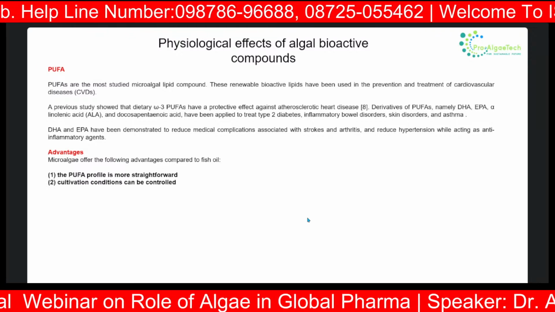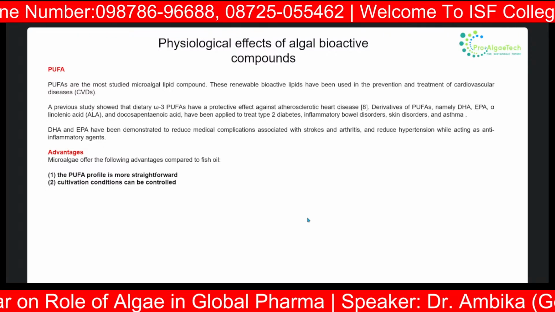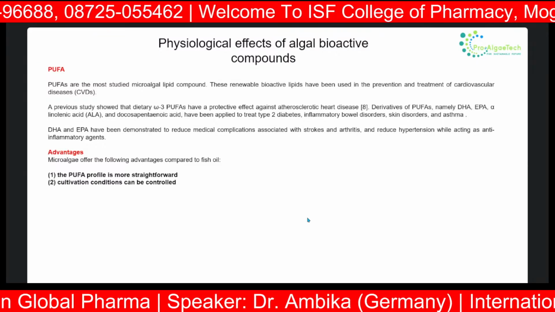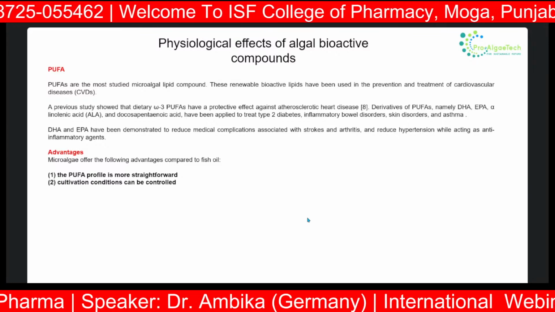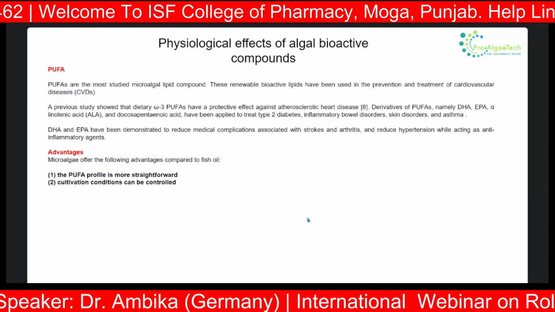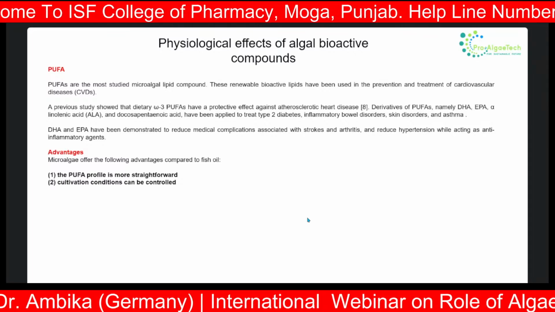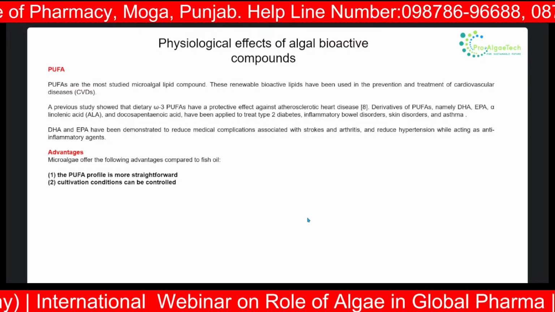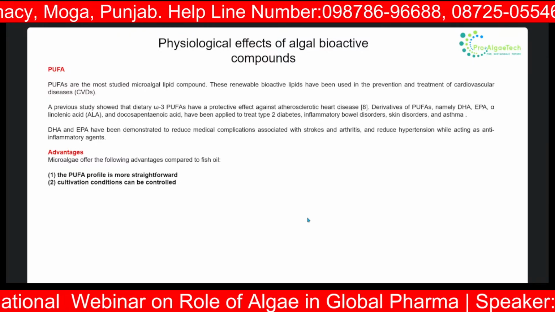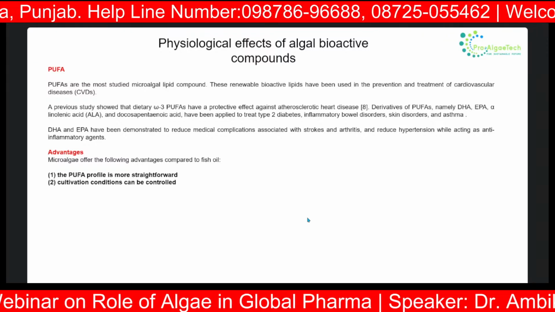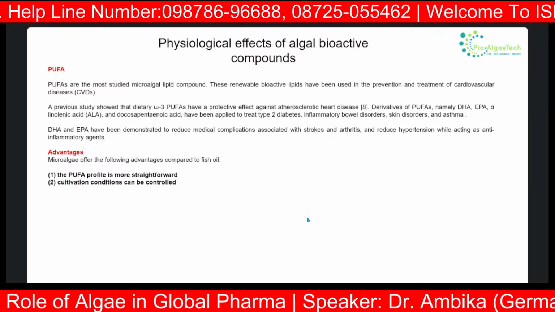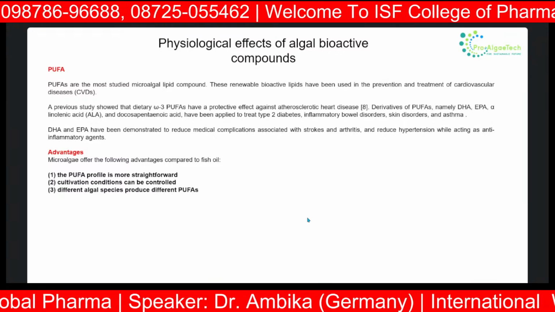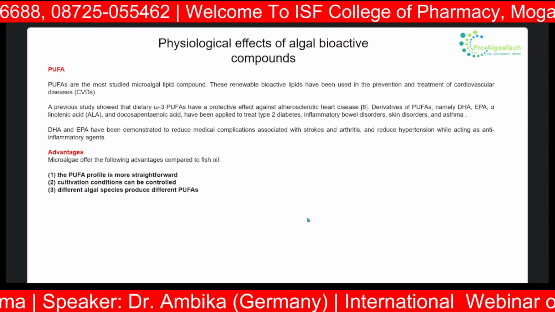Cultivation conditions can be controlled in microalgae, as we discussed, either in an open pond or in a closed system. For pharmaceutical ingredients, nowadays we go for the closed type of cultivation, and there we cultivate this microalgae under well-controlled environmental conditions. This shows that the quality of the PUFA profile is much better than fish oil. Different algal species produce different PUFA. This is one advantage when you compare to fish oil.